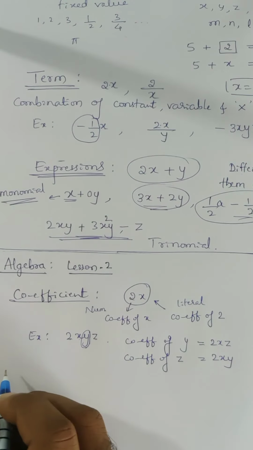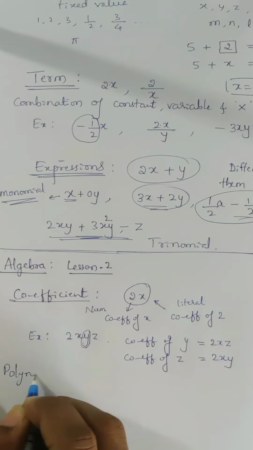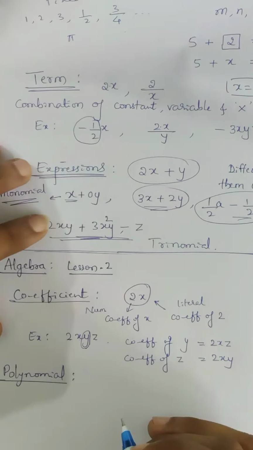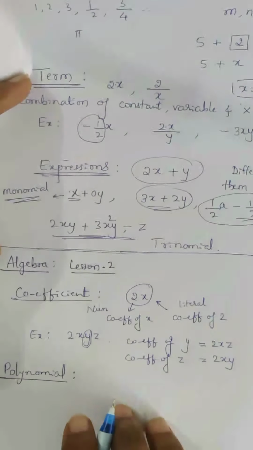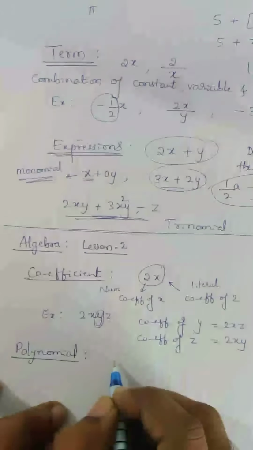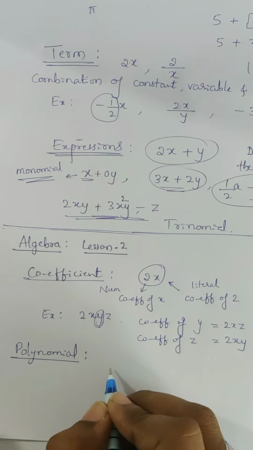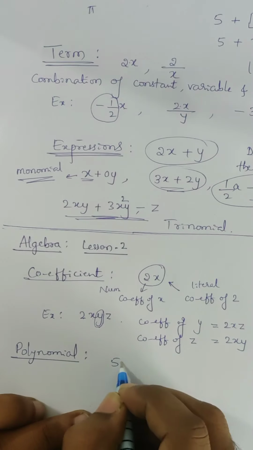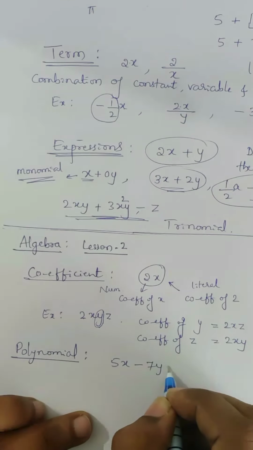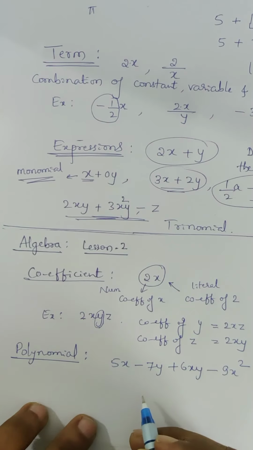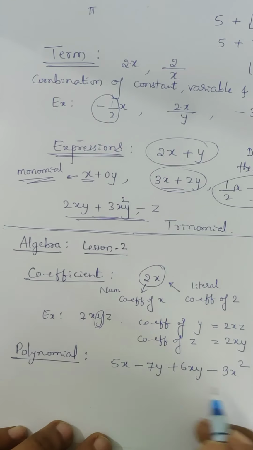After this, now we will go for polynomial. Polynomial is an expression itself, having two or more than two terms. But one condition here is that the powers of the variables should be whole numbers. Let's take one example: 5x minus 7y plus 6xy plus 9x square. So this is a polynomial having 4 terms. It can have 2 or more than 2 terms.